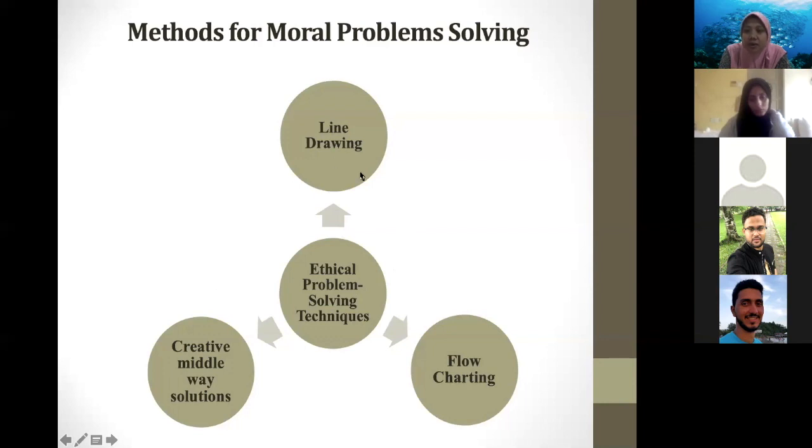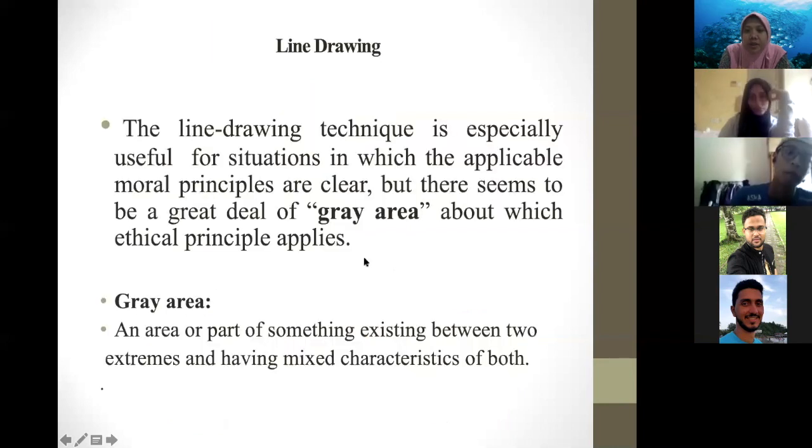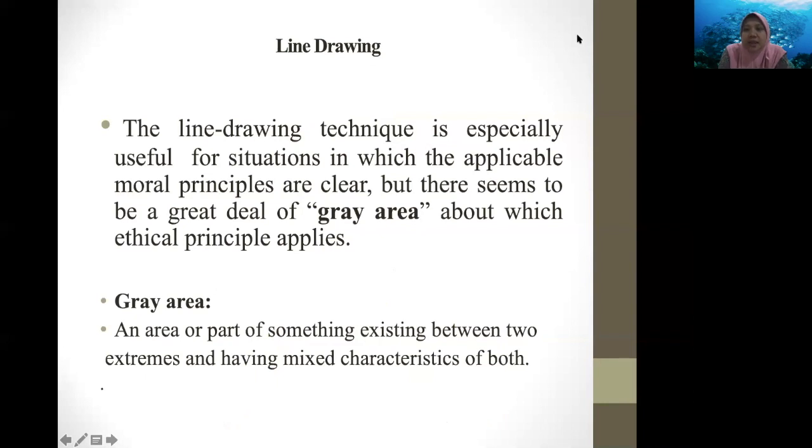Okay, there are 3 methods for solving the problem. Number 1 is line drawing. Number 2 is flow charting. And number 3 is creative middle way solutions. So we'll go through them one by one, inshallah. Okay, line drawing. Line drawing is a method useful when the principles are clear, but there seems to be a great deal of gray area.